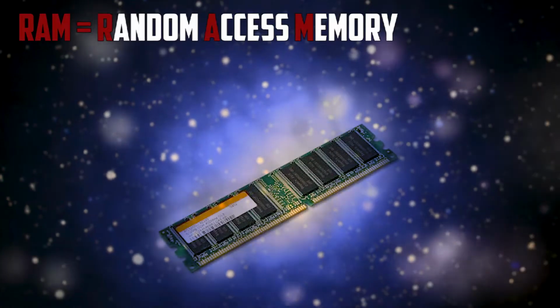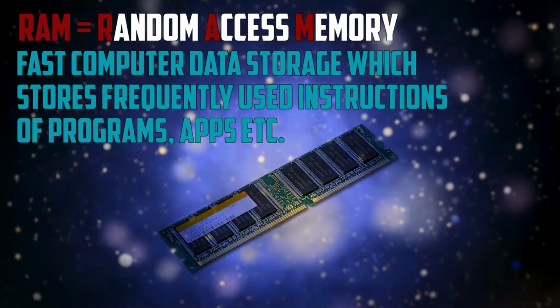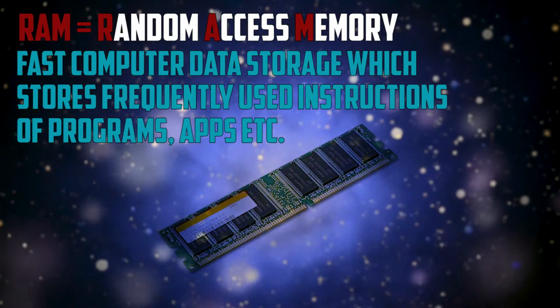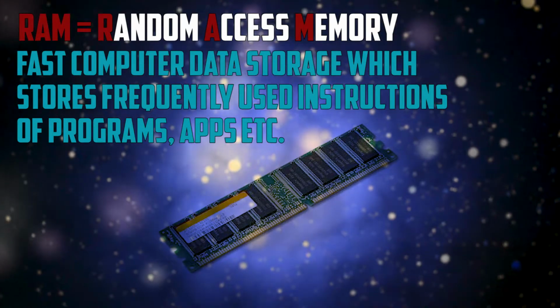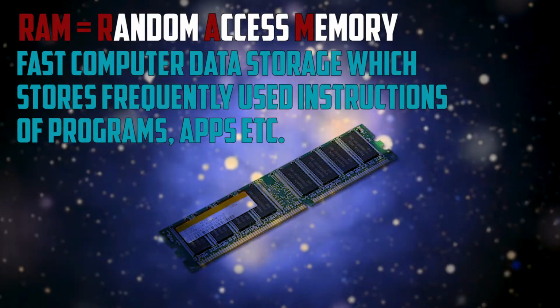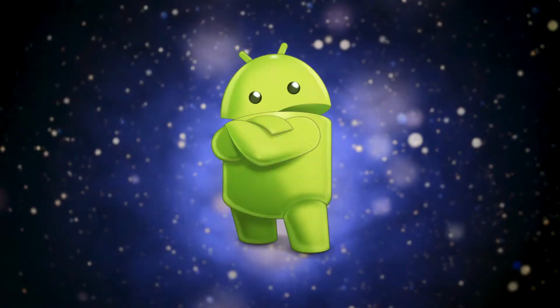Now, if you don't know what RAM is, it stands for Random Access Memory, and it is a fast form of computer data storage which will store frequently used program instructions or data in order to optimize the general speed and smoothness of a system, in this case Android.